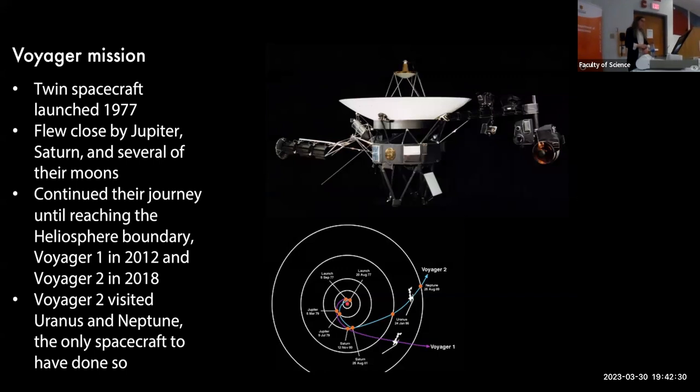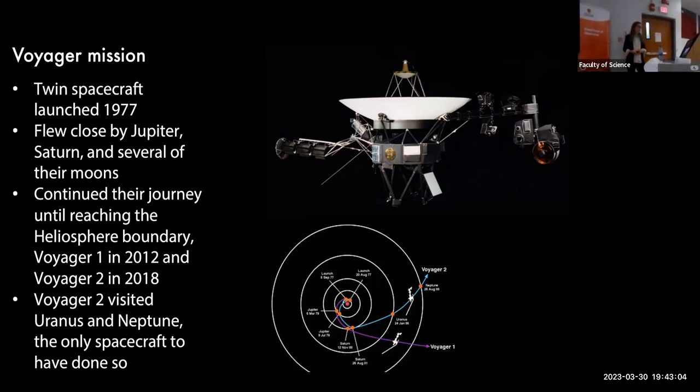So the Voyager mission is a really incredible mission. We've already seen that pale blue dot picture. We've talked about it. A couple of other things that are really important to know about Voyager: it's a twin spacecraft mission. It was launched in 1977. Okay, it's that old at this point, and it's still going. We had some close flybys of Jupiter, Saturn, and several of their moons. Then they continued their journey out until they reached the outer boundary of the heliosphere, like we've seen before.